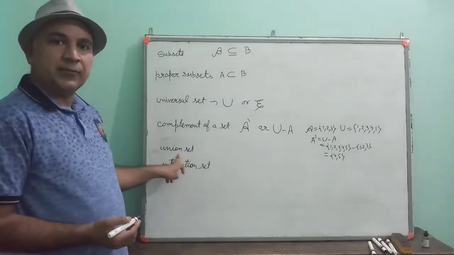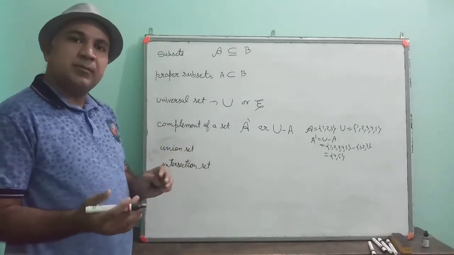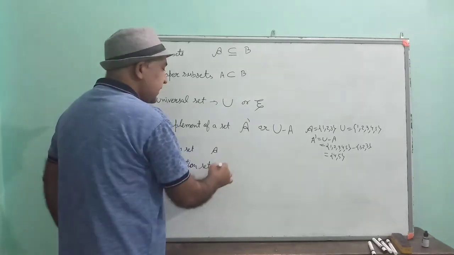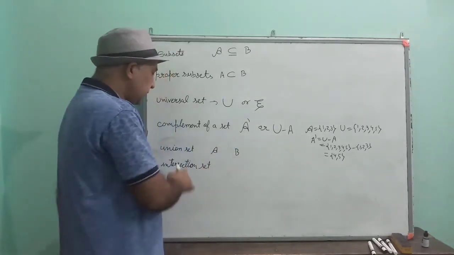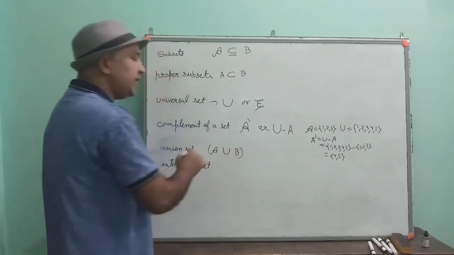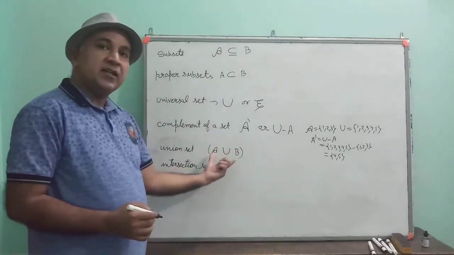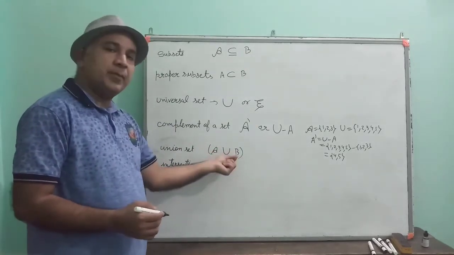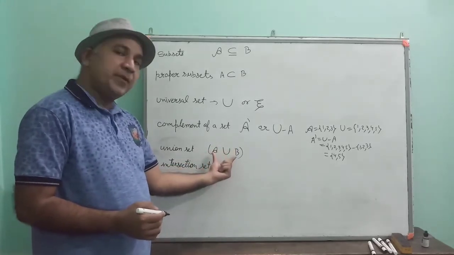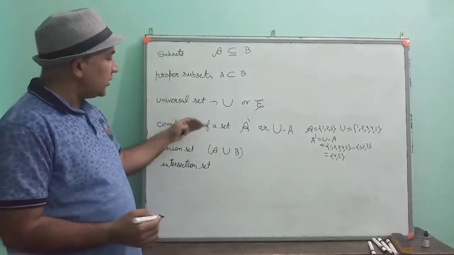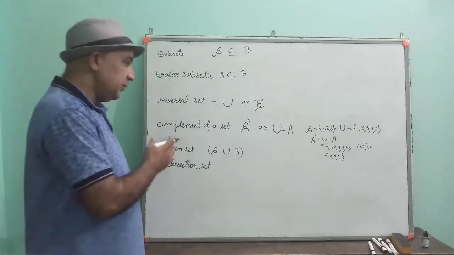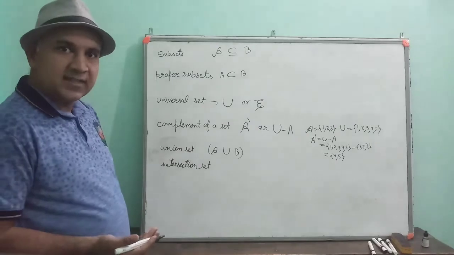Now union set. Union set means collection of the given sets. Suppose one set A is given, one set B is given, then the union set of A and B is denoted by A union B. A union B means the union set of A and B, and it means all the elements of A as well as B. Firstly, see the meaning of the sets, then after we will solve the examples.